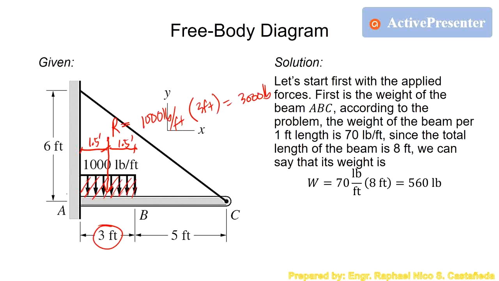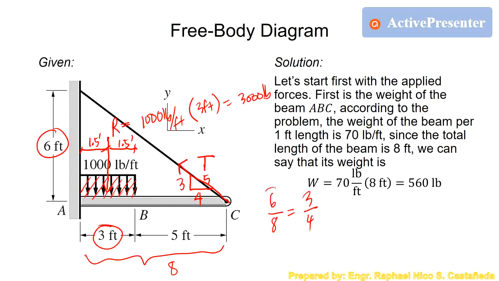Let's try to solve the other one. So we have here the tension of the cable. We don't know the slope here, but we are given 6 and 8. That is the rise over run. So we will now use the slope 3, 4, 5 because 6 over 8 is equal to 3 over 4. So this is the slope. And the other one is the fixed support. So we have 3 unknowns here: we have AY, we have AX, and we have the couple at A.